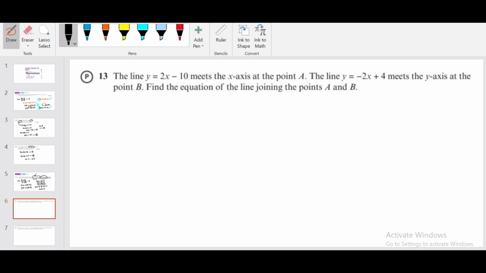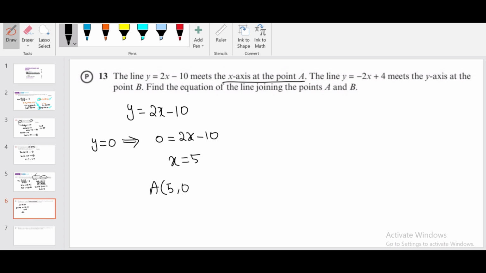Question number 13 now. The line y is equal to 2x minus 10 meets the x-axis at point A. If it meets the x-axis, you replace y by 0. So 0 is 2x minus 10, 2x is 10, x is 5. So the point A is 5, 0.